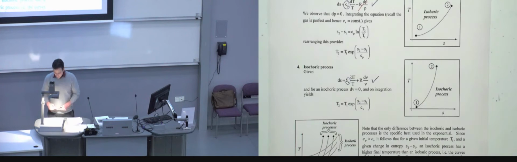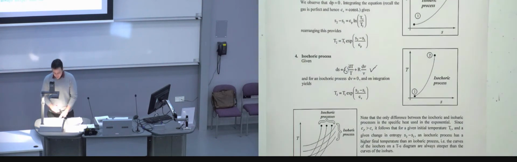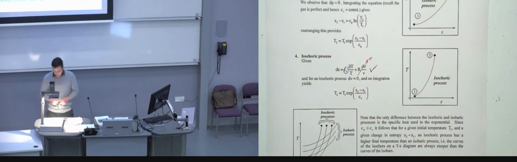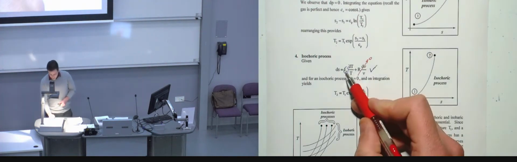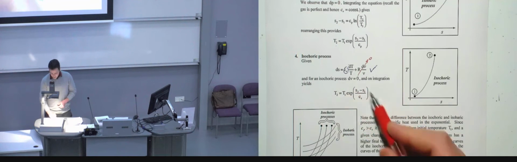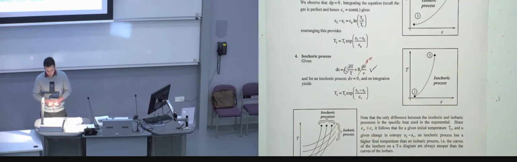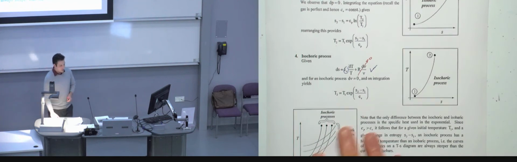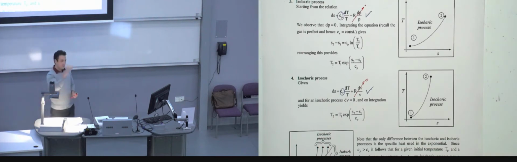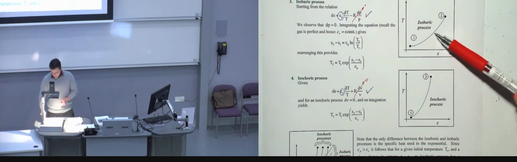If you look at the isochoric process, because the volume is not going to change, that term disappears. And again, because Cv is a constant in a perfect gas, you can solve this integral. And then if you rearrange the equation for T2, you get a very similar exponential curve for the isochoric process. What you notice, though, is there's a difference between the two. They have a different type of gradient, if you like. So this one is steeper compared to this one.